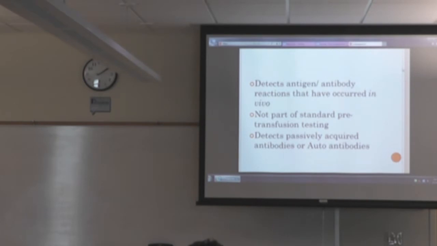So the direct Coombs can give you a lot of information as far as what to anticipate is going on in the patient's clinical condition.